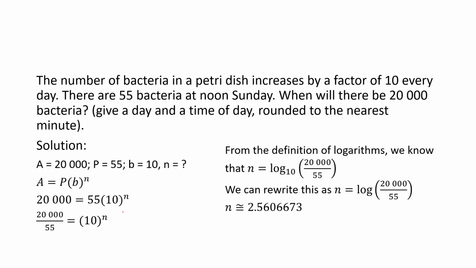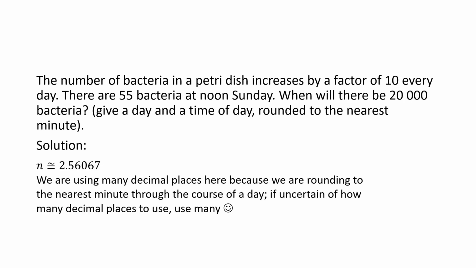Now, from the definition of logarithms, we know that we can rearrange this expression, put the exponent by itself, the base of the exponent becomes the base of the logarithm, and we can write it this way: n equals log base 10 of 20,000 over 55. Well, the log base 10 of something is the same as just the log of something. That log button on your calculator with no base is log base 10. So using that button, we see that n will therefore be approximately 2.5606673.